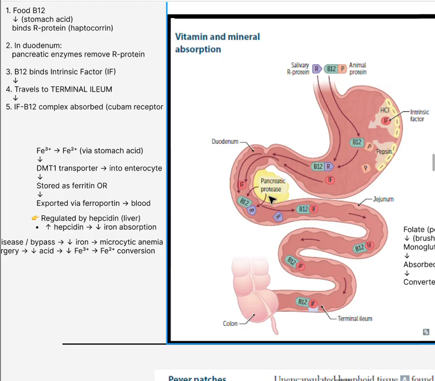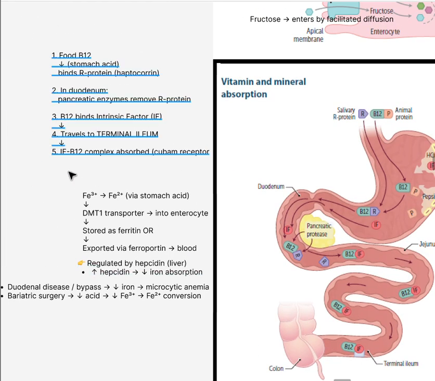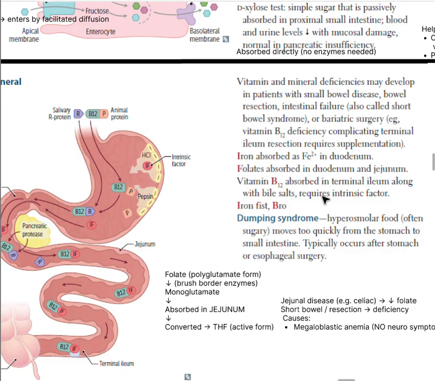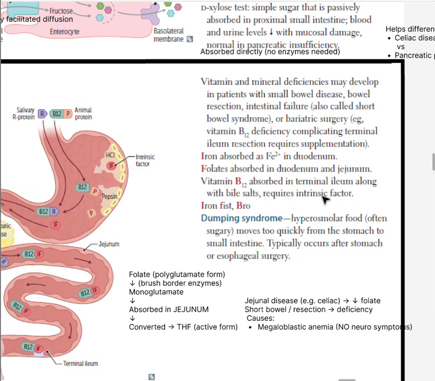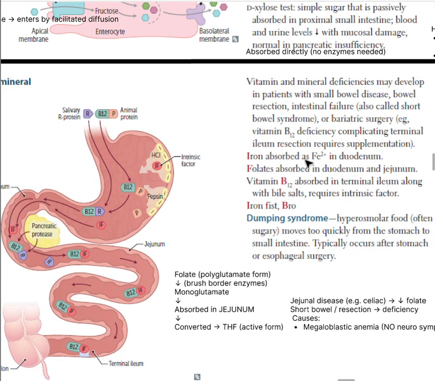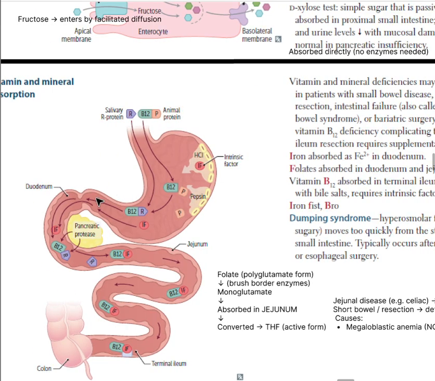Okay, so whenever this B12 and intrinsic factor pathway is disrupted, you have issues with pernicious anemia, you have terminal ileum disease. That's also when you get decreased B12 absorption, and also in pancreatic insufficiency, you can't remove the R protein. Now, sometimes you have a small bowel disease, and that leads to a small bowel resection. When this happens, whenever the duodenum is gone, you have reduced iron. When you have the jejunum gone, you have decreased folate. And when you have the ileum gone, you have B12 and bile salts both removed.